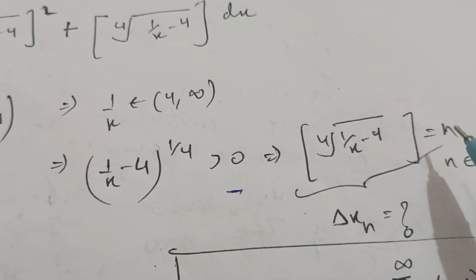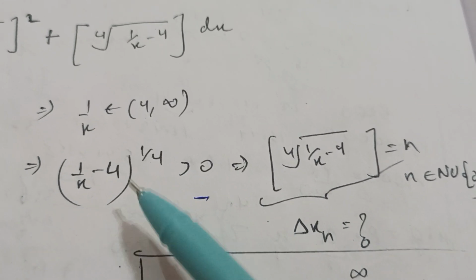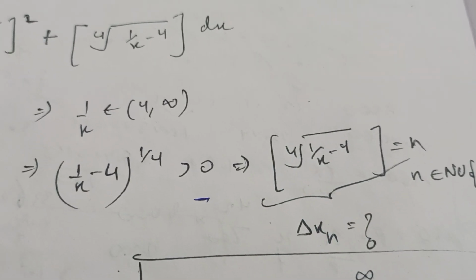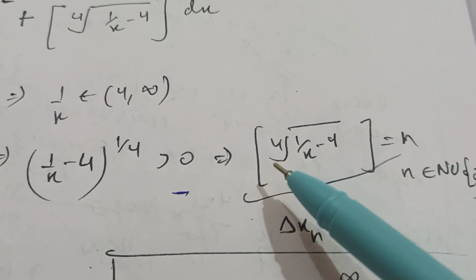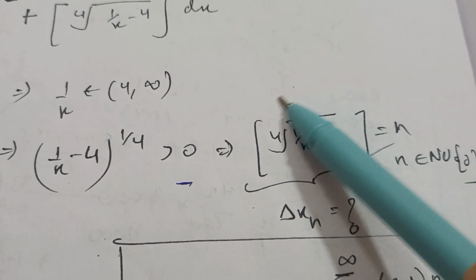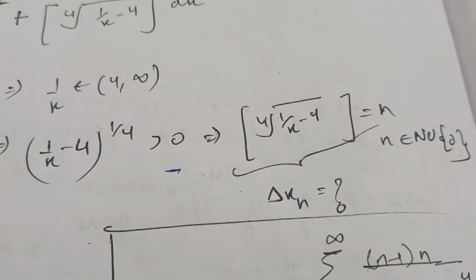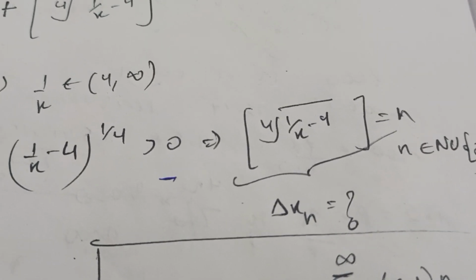Okay, so now from there we can say that this floor function is nothing but the greatest integer function. If I call the value of this floor equal to n, then n will be a whole number, or let's say a natural number including 0.